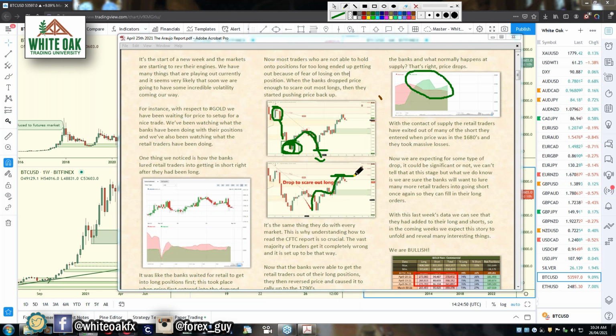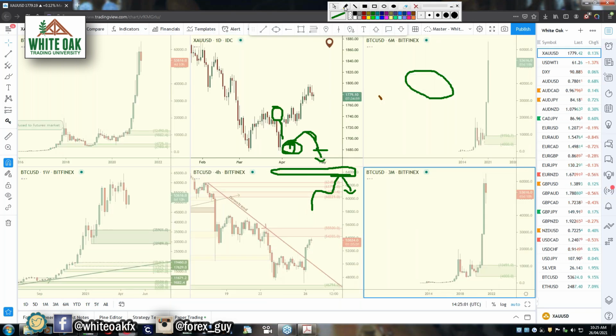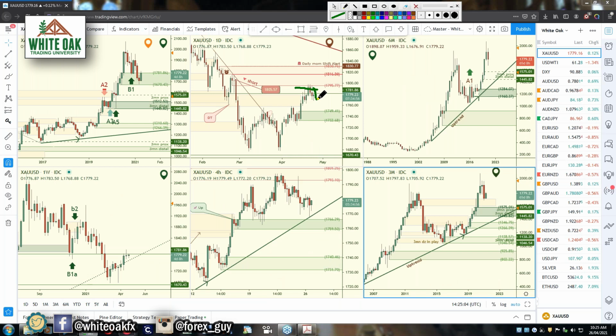So let's see what gold is doing today. It's sitting after that reaction there. Okay, the trend line is here. It hasn't broken yet because we didn't have a trend line up here.